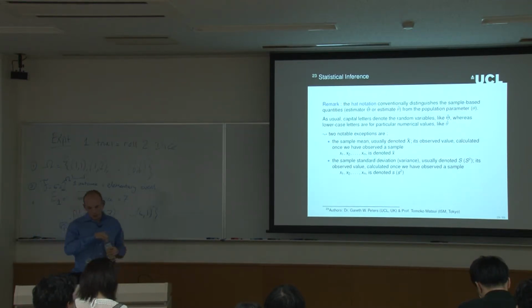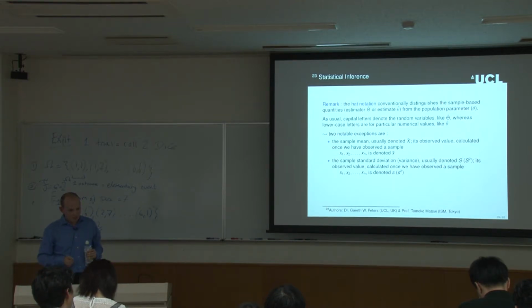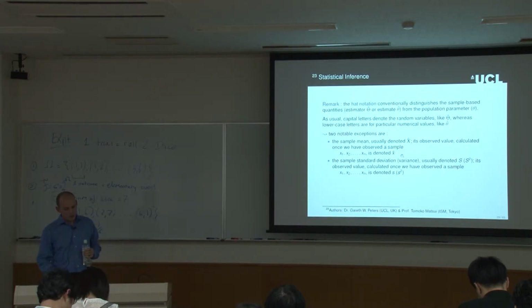Okay, so in general, this is how we refer to our estimators. But since the mean and the standard deviation are so heavily used in statistical inference, they have a slightly different notation. The sample mean is usually denoted by x bar, and the respective lowercase x bar for the observation. And the sample standard deviation is usually denoted by S. So there are two notable exceptions for this.